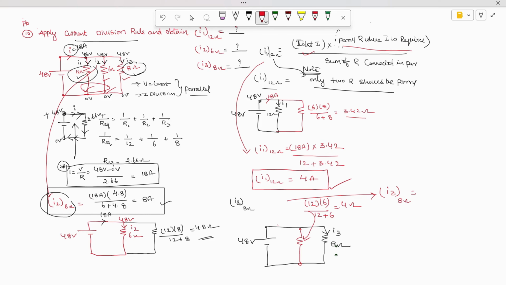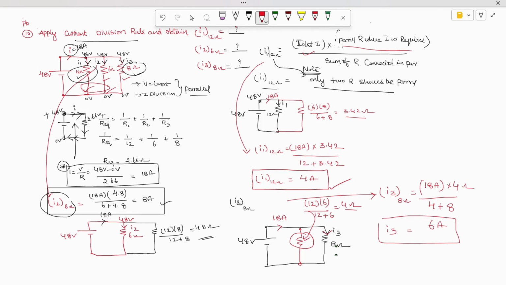What is the total current? Already solved, which is nothing but 18 amperes. So in this branch, I want the current. The branch opposite to this I3 is 18 amperes into 4 ohms divided by the sum of resistors connected in parallel, which is 4 plus 8. So that is equal to 6 amperes. So I3 is equal to 6 amperes.